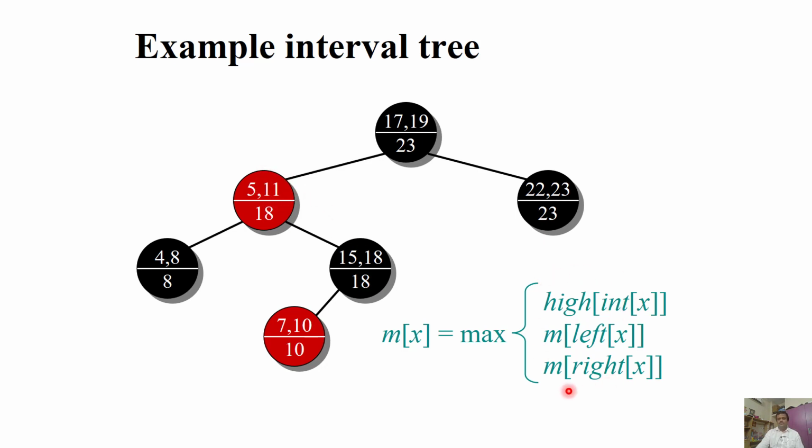This is the formula we are going to use. Max of x is basically the maximum among these three values: high of the interval, that is this field, and max of left of x, or max of right of x. The max among these three will be the value. Based on that we calculate. Consider this node. This is the high endpoint of the interval, 19, this is the max of the left, 18, and this is the max of the right, 23. The maximum among these three is 23. That is why it is 23.